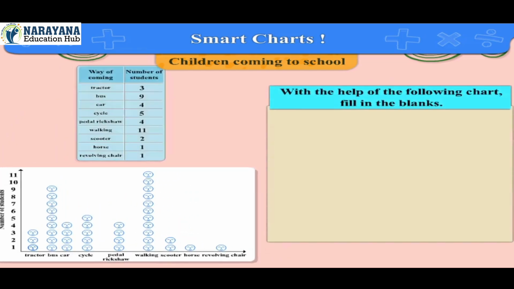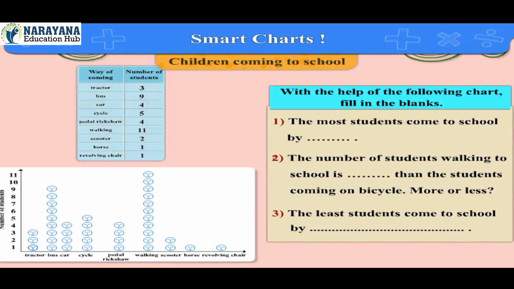With the help of the following chart, fill in the blanks. First, the most students come to school by walking. Second, the number of students walking to school is more than the students coming by bicycle. Third, the fewest students come to school by horse or revolving chair. So, isn't this a smart chart? By simply looking at it, we can know how much.